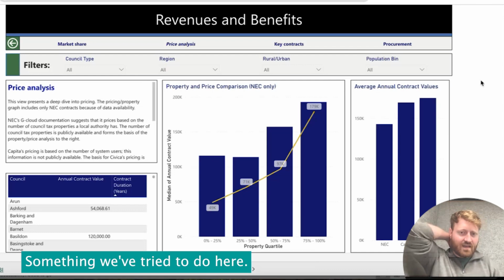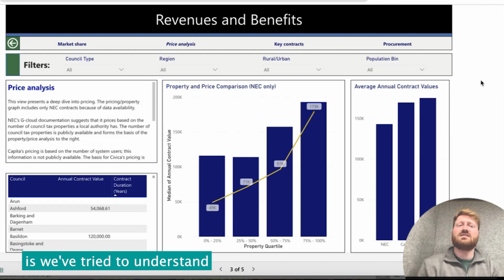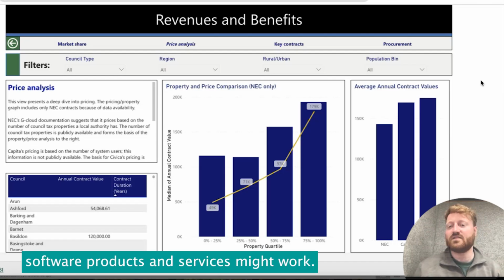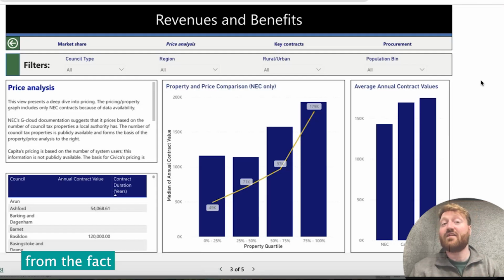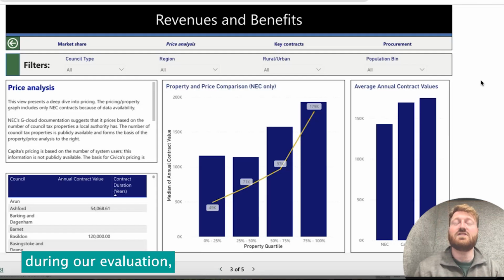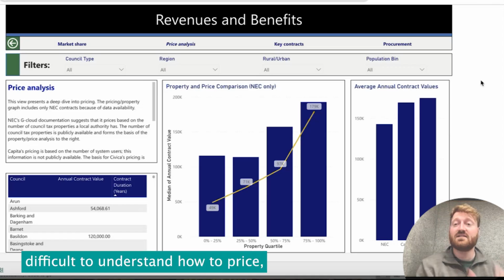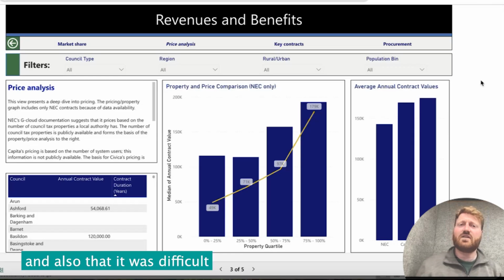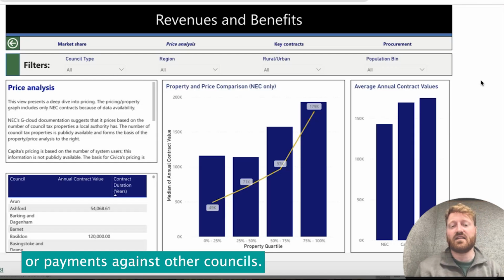Something we've tried to do here, and you'll see in this case we were only able to do it for one supplier, is to understand how pricing for different software products and services might work. This came primarily from the fact that many councils during our evaluation commented that it was sometimes difficult to understand how to price or how much they should be paying for a given service, and also difficult to benchmark their pricing or payments against other councils.